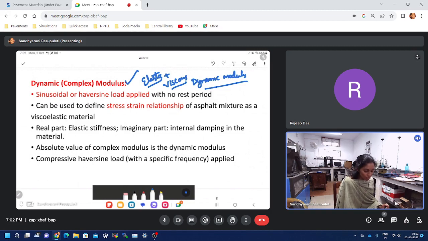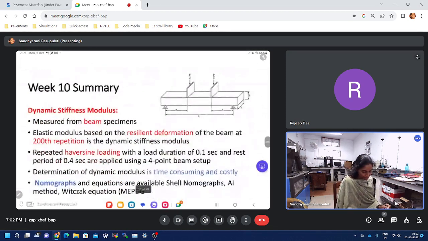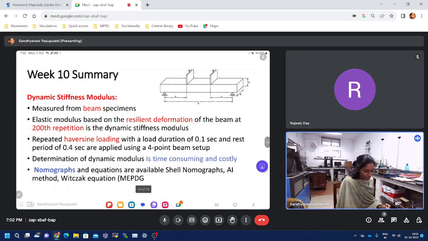As I told, this is a complex modulus. The real part would be explaining the elastic stiffness, and the imaginary part would be explaining the internal damping, which is nothing but the viscous behavior of the material. And also the stiffness modulus. Let us say dynamic resilient modulus gives the modulus value of the asphalt mixtures.